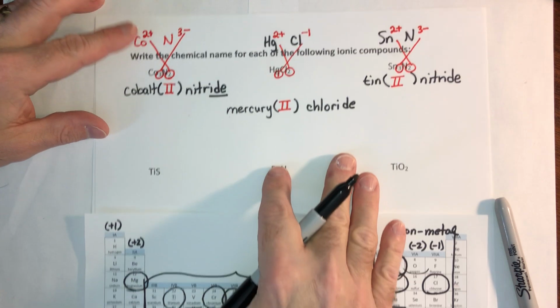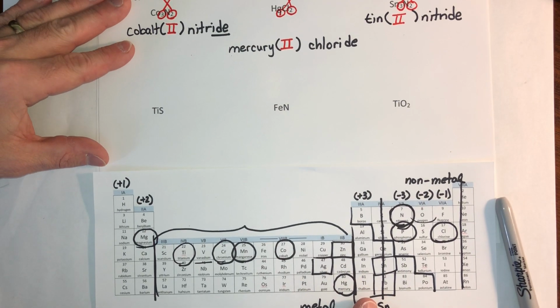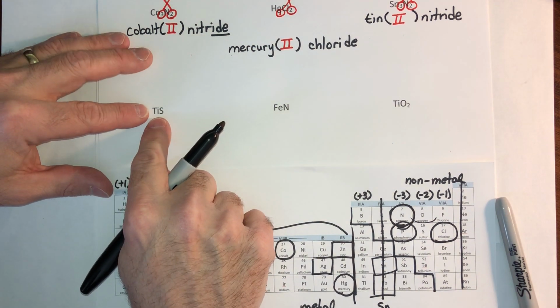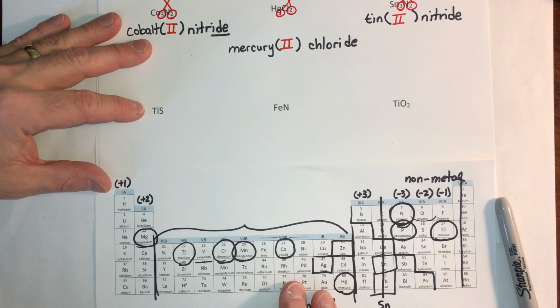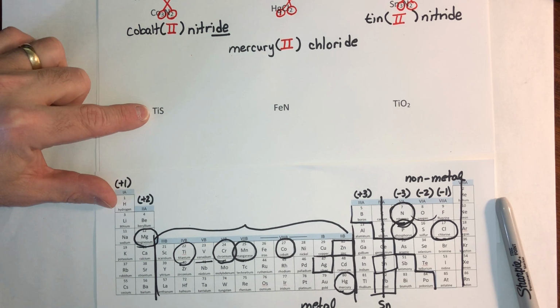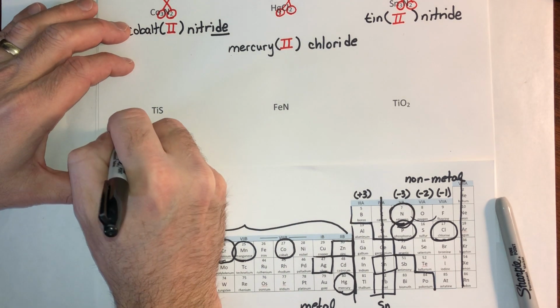All right, let's move down to some that are a little more difficult. Let's say that I would like to name this thing. Okay, at this point, you're feeling a bit more confident. You're like, okay, Ti, if I go looking for Ti's, Ti is titanium. Okay, so titanium.